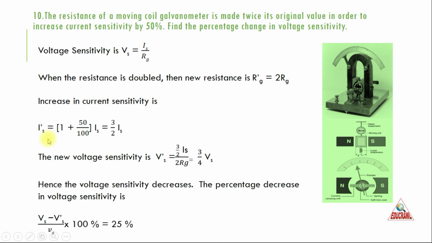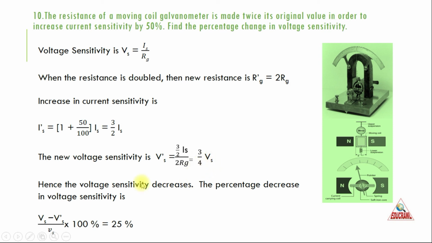IS dash is the new increased current sensitivity when the resistance is doubled as 2 Rg. So, now we have to find, when current sensitivity is changing and the resistance is changing, what will happen to the voltage sensitivity? That is what the question asks us to find. So the new voltage sensitivity is given by Vs dash is equal to current sensitivity divided by the resistance of the galvanometer. So the new current sensitivity is 3 by 2 Is and the new resistance is 2 Rg. So the 2 in the numerator of 3 by 2 comes to the denominator, hence it will be 3 by 4 Vs.